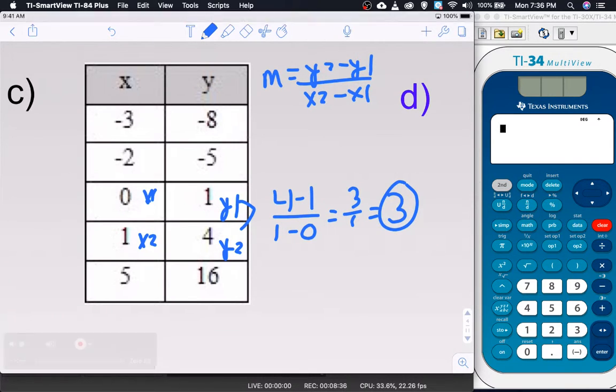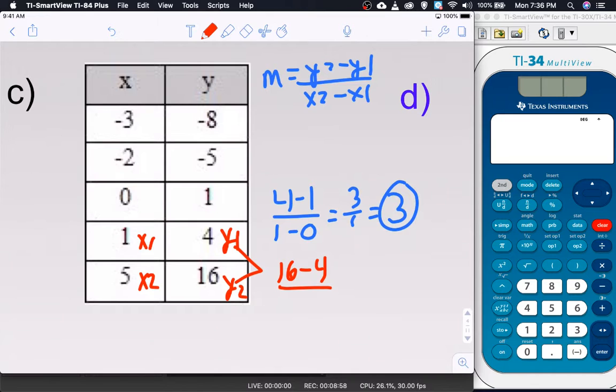If I find the slope again somewhere else in here, the slope had better be the same. To avoid all of those negatives up top, I'm going to then find the slope right here. So I'm going to use, this is my x1 and y1. This is my x2 and y2. So I'm going to use y2 minus y1 over x2 minus x1, giving me 12 over 4, which equals 3. I got the same slope. Same slope means linear. If the slope is the same everywhere, it's a straight line.